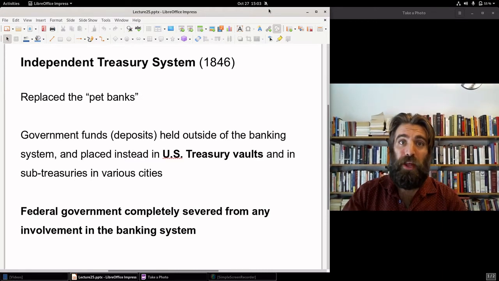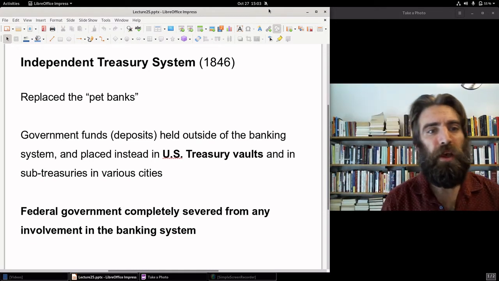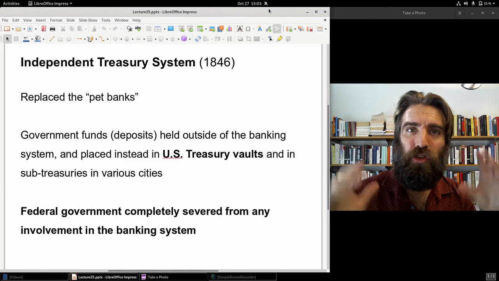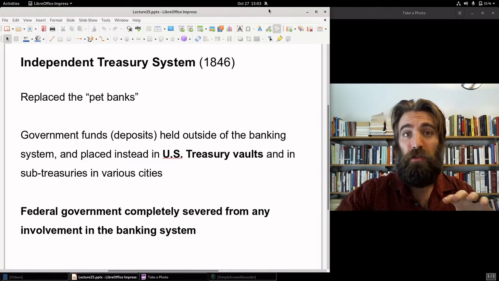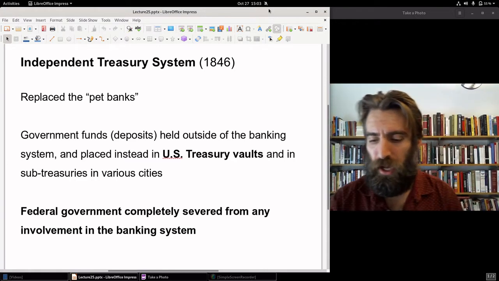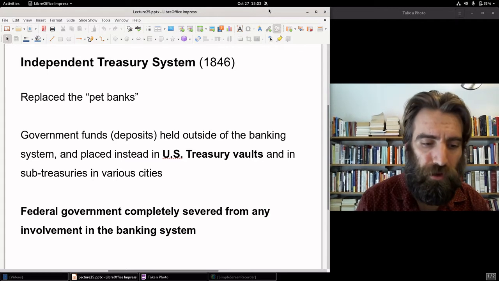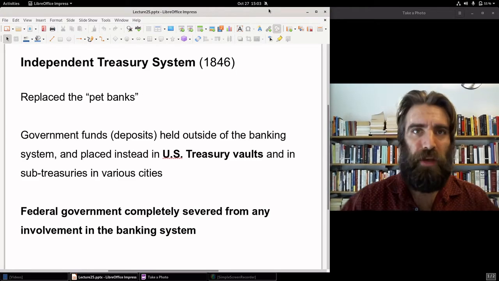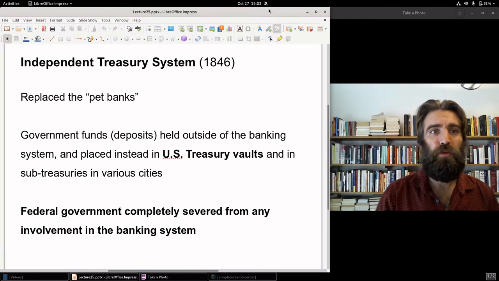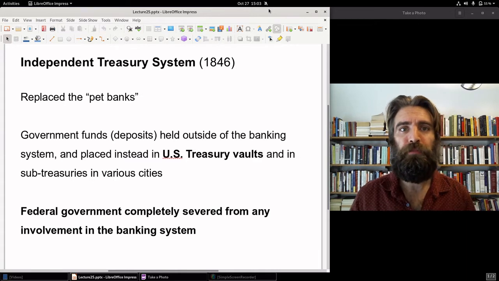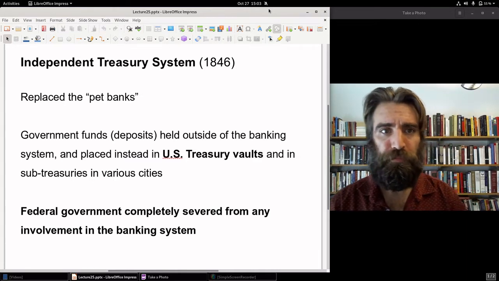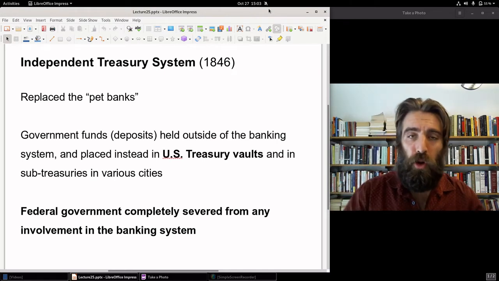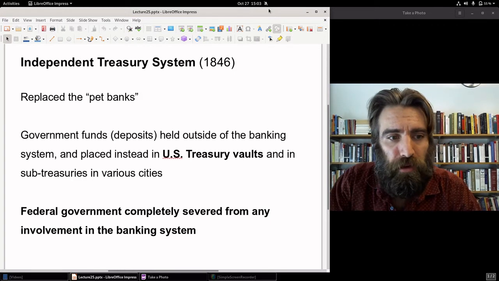The independent treasury system replaces the system of pet banks, and the federal government held its deposits, held its funds, in the vaults of the U.S. Treasury or in sub-treasury vaults located throughout the United States. They would keep their deposits in gold and silver, held directly by the U.S. Treasury or in sub-treasuries in New York and Philadelphia and in Tennessee, all across the Union. The U.S. Treasury had sub-treasuries, and that's where all revenue was stored, and also where government expenses were paid out. And the Treasury received revenue and paid out expenses in gold and silver, no longer lodging its funds in the banking system.